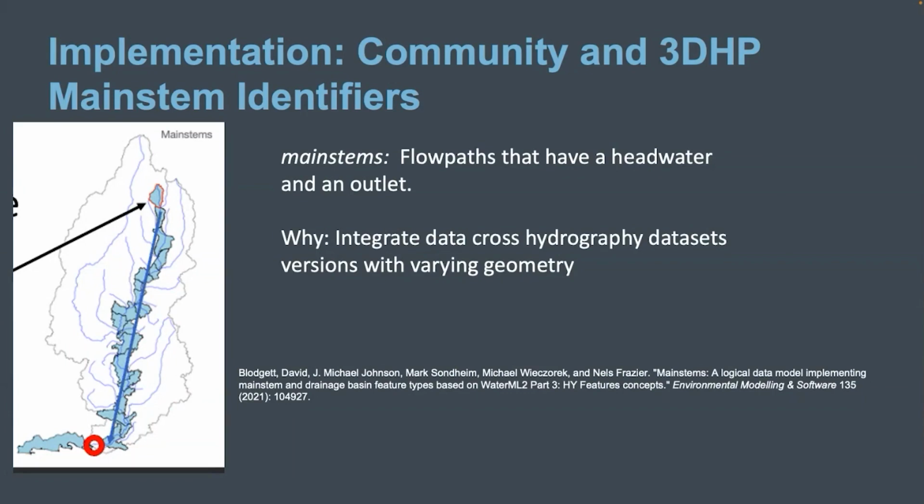So a main stem identified in this way, while its exact geometry might be different, the basic concept of it, if we're talking about indexing things like dams and stream gauges to a segment of the network, will be pretty constant across even NHD version 2 through NHDHR, and then 3D-HP as it iterates moving forward.